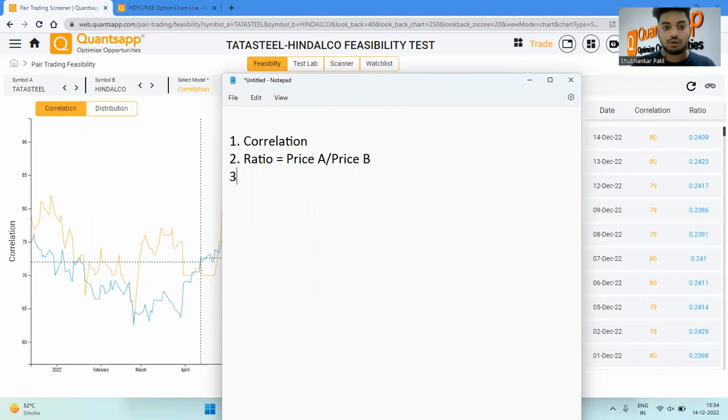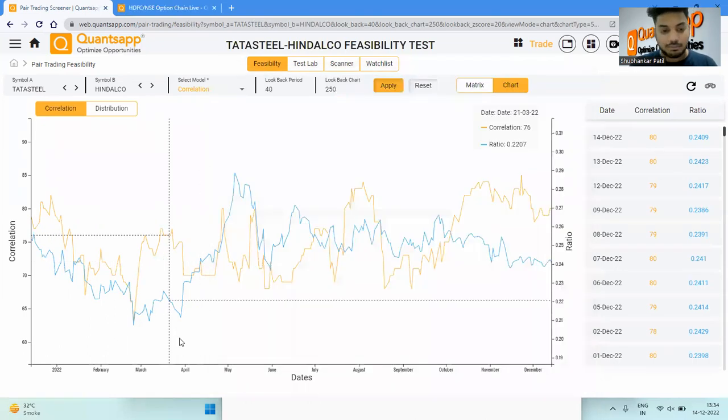So you need a ratio because you want to convert it into one single instrument. You want to track one single instrument. That is the reason you need it. And I'll just explain to you what your trade is. So the trade is very simple over here.